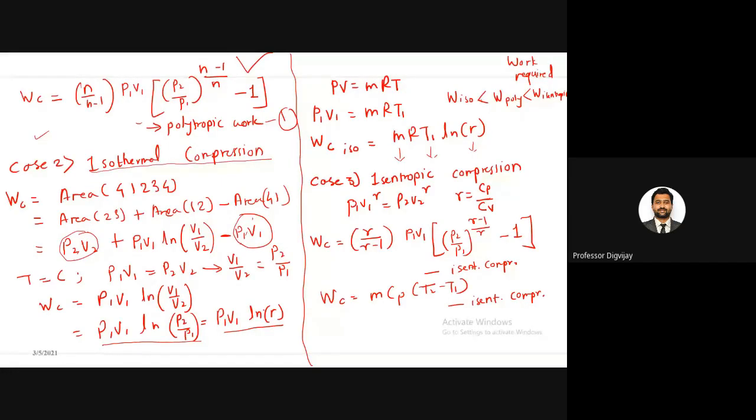Next here we have isentropic compression. In isentropic compression, we can replace this n in the equation by gamma. So we'll get this equation, or another equation for this case is m Cp delta T, or m Cp (T2 minus T1).